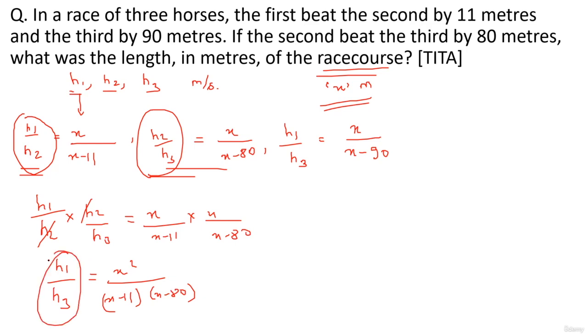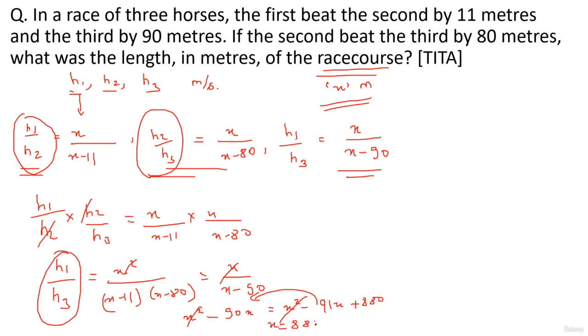But we know this is given to us in the question as x upon x minus 90. So equate this with x upon x minus 90. Cancel out x, and then you can cross multiply. When you cross multiply, guys, you will get x square minus 90x equal to x square minus 91x plus 880. X square cancels, 91x goes to the left hand side, and you will get x equals 880. So the track length is 880.